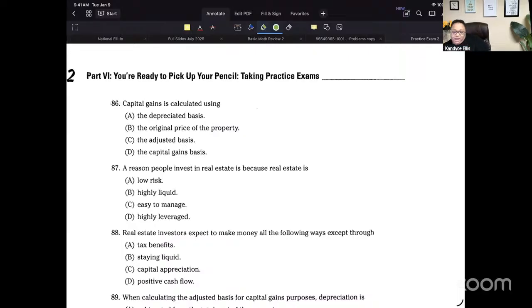Okay, capital gains is calculated using A, the depreciated basis, B, the original price of the property, C, the adjusted basis, or D, the capital gains basis. This is totally a vocab thing. Now, Amy said, look, our answer is C.